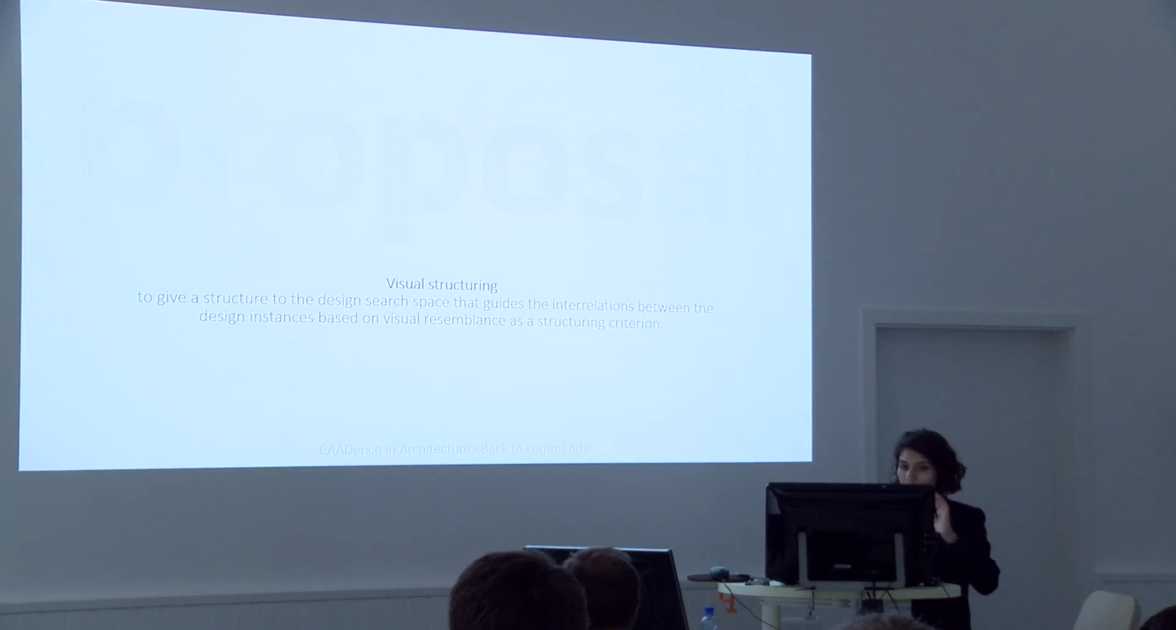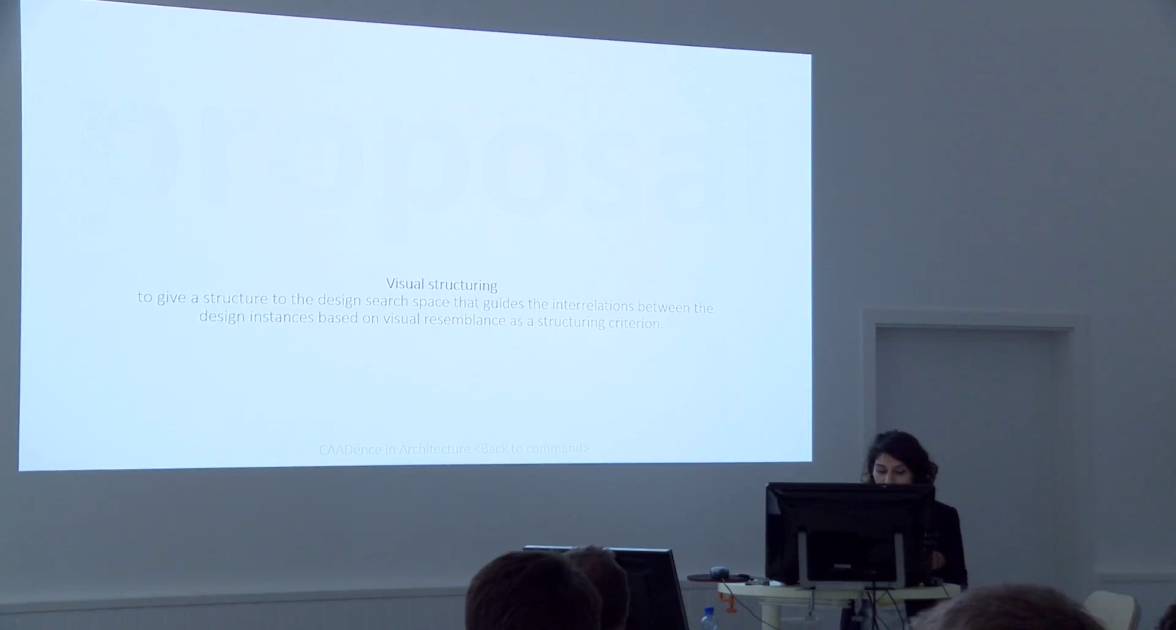So, what is visual structuring? Basically, as it is written here, visual structuring is to give a structure to the design search space that guides the interrelations between the design instances based on visual resemblance as a structural criterion. Resemblance is the keyword here because it is chosen as a fundamental conception due to Rudolf Arnheim's major work, Visual Thinking, which was published in 1969.